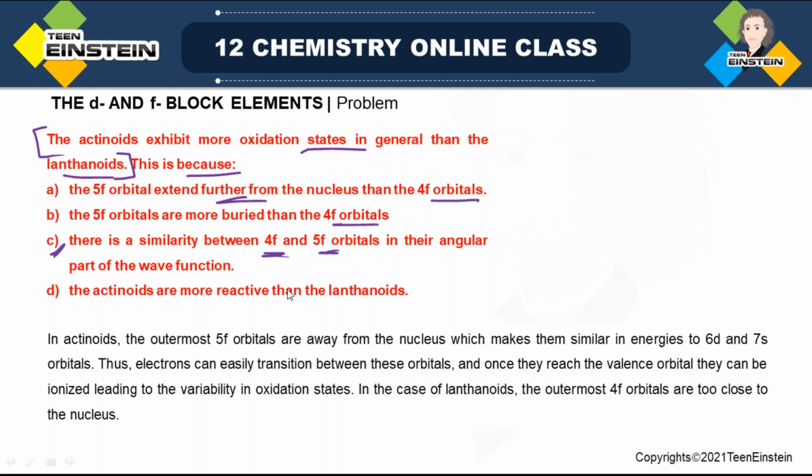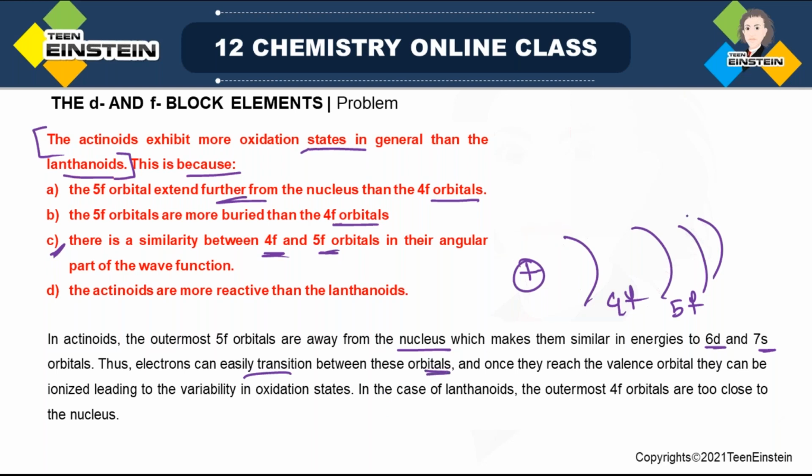So in actinoids, the outermost 5f orbitals, it is true that they are away from the nucleus compared to 4f. So if it is the nucleus, first there is 4f, then there is 5f. Which makes them similar in energies to 6d and 7s, because 6d and 7s will be closer towards 5f, right? So transition is possible between these orbitals. So we can remove electrons from 5f, 6d, 7s. And once they reach the valence orbital, they can be ionized, leading to variability in oxidation state.